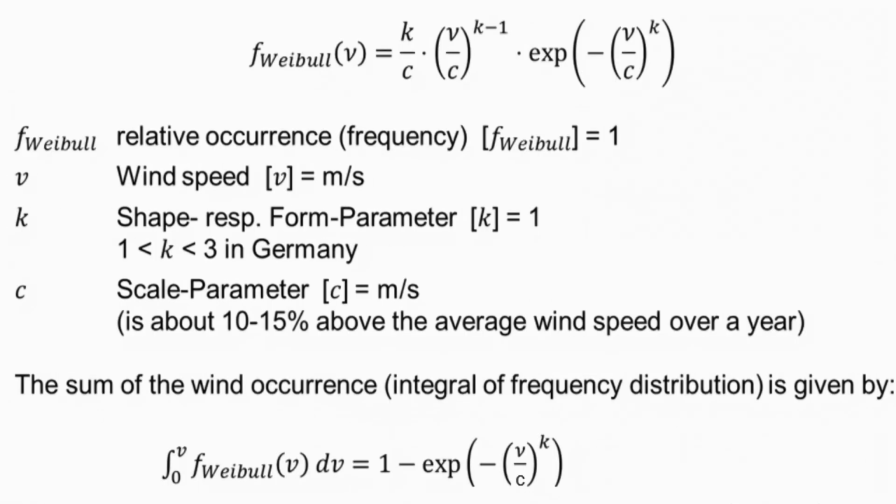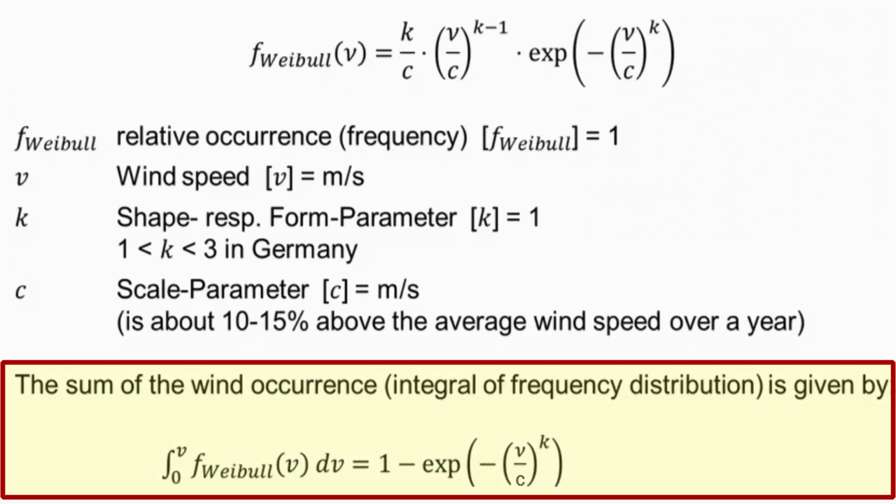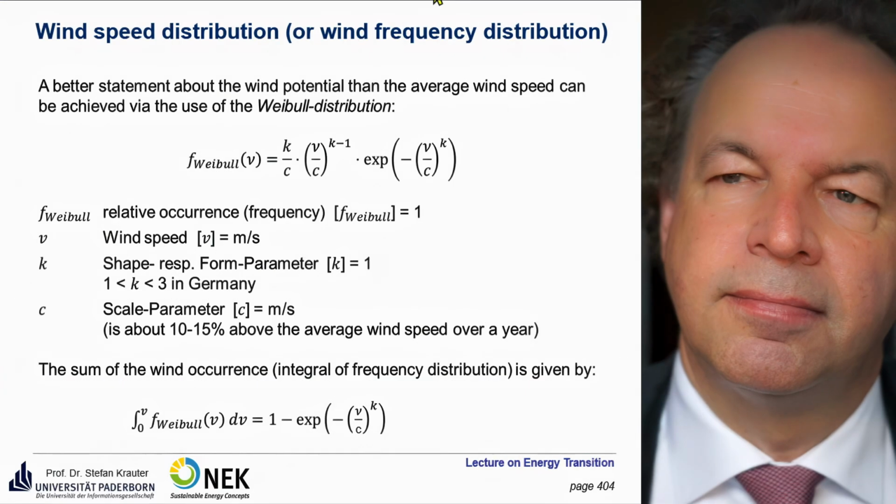You can also sum that up. So you have the sum of the wind occurrence, the integral of the frequency distribution. The formula is a bit changing. So you have then the integral from 0 wind speed to the actual wind speed in the Weibull function of that, and then you have as a function 1 minus the exponential function of v divided by c as exponent of k.